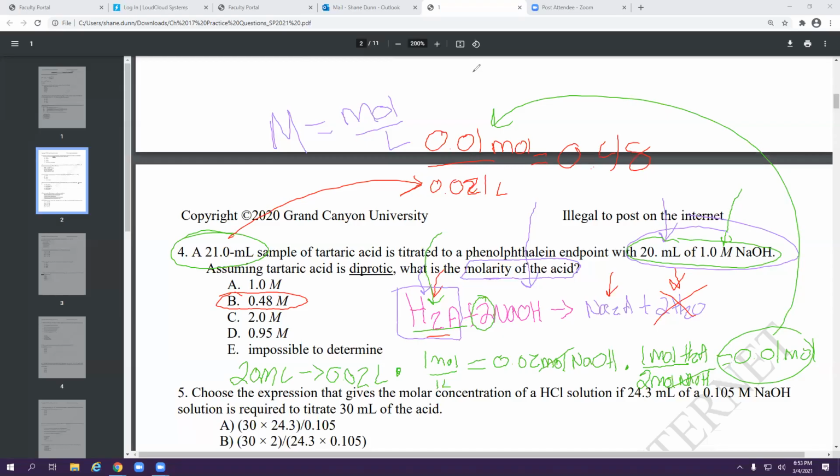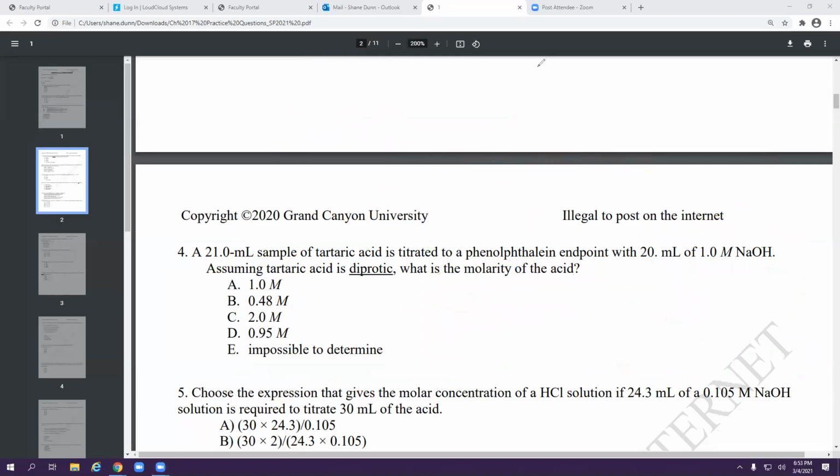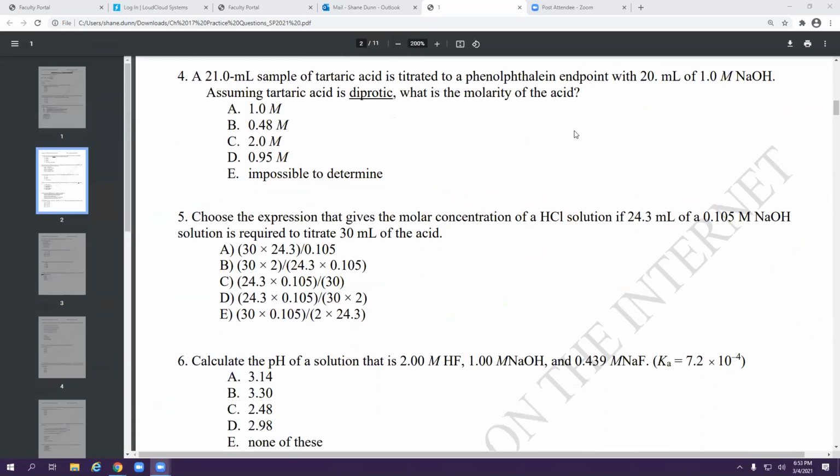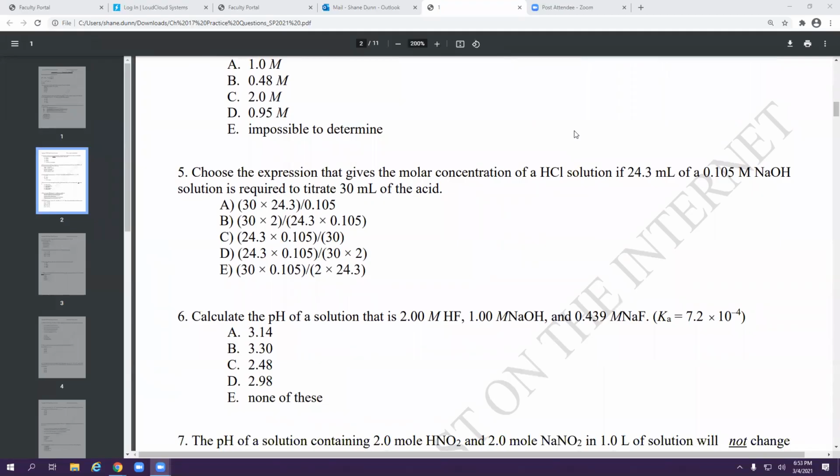Good, good, good. Okay. Number 5. Choose the expression that gives the molar concentration of HCl if a solution of that in NaOH. Cool. When I read this, I see strong acid, monoprotic, strong base. Instantly your mind should jump to this: M1 V1 equals M2 V2. Cool. So what am I looking for? I'm looking for the concentration of my acid.